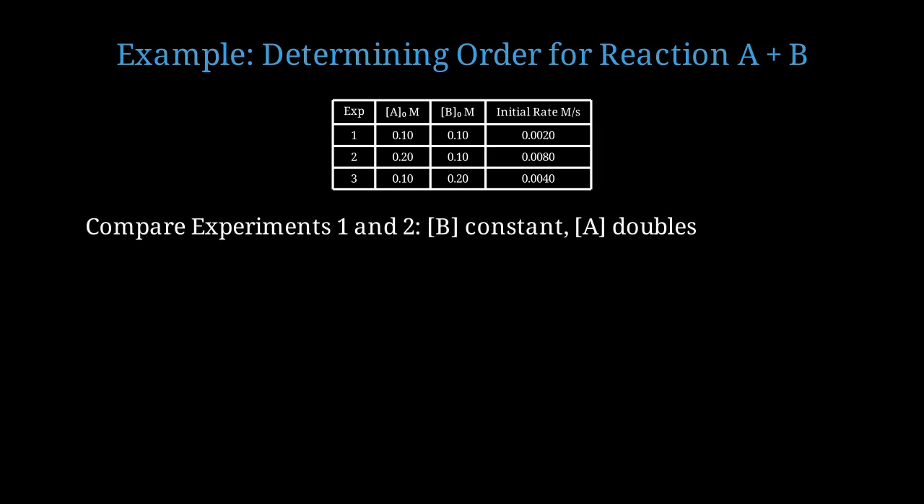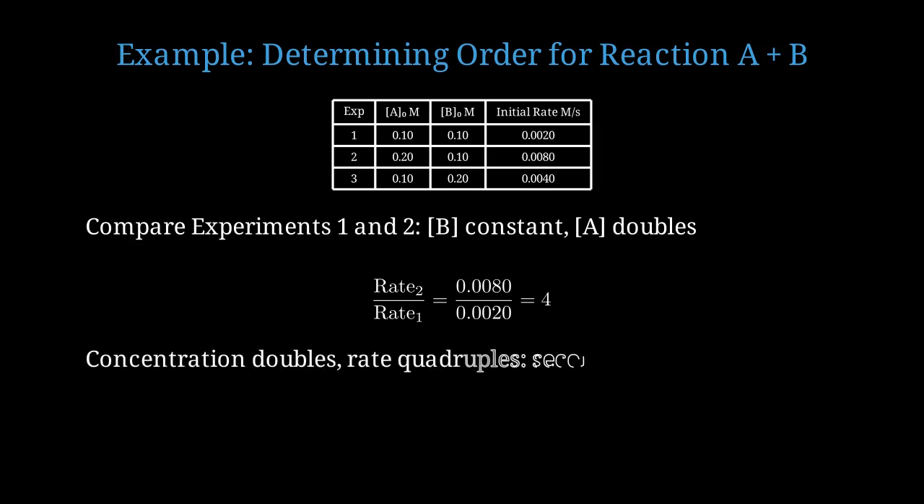Now compare experiments 1 and 2. The concentration of B is held constant at 0.10 molar, but the concentration of A doubles from 0.10 to 0.20. The rate in experiment 2 divided by the rate in experiment 1 equals 0.0080 divided by 0.0020, which is 4. When we double the concentration of A, the rate quadruples. This tells us the reaction is second order with respect to A, because 2 squared equals 4.